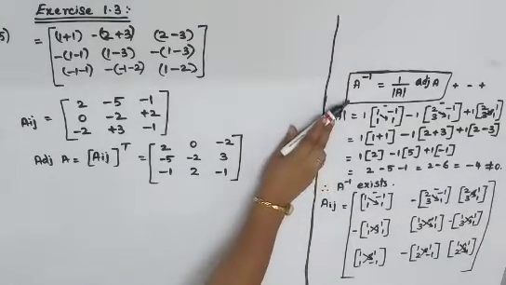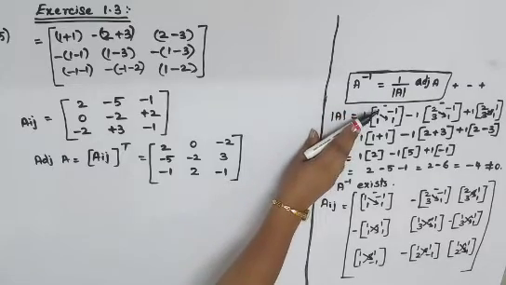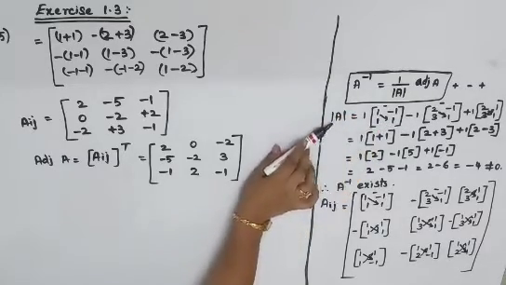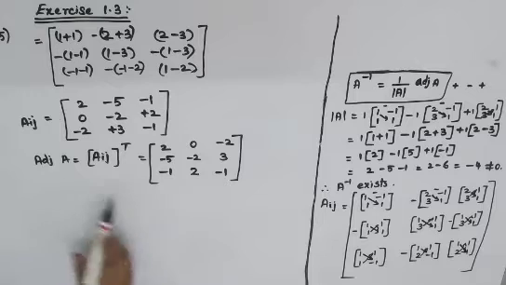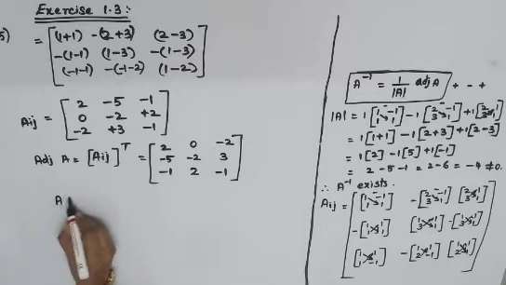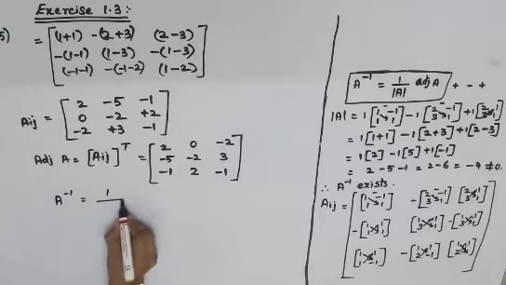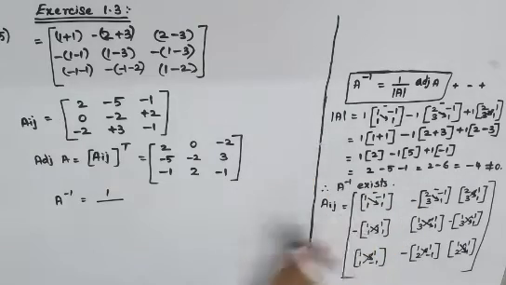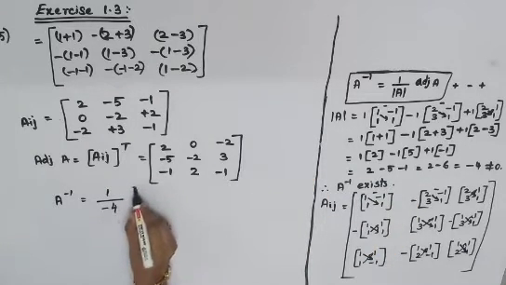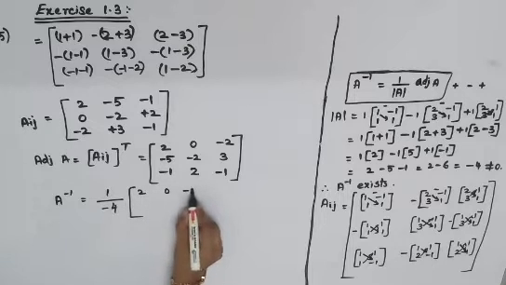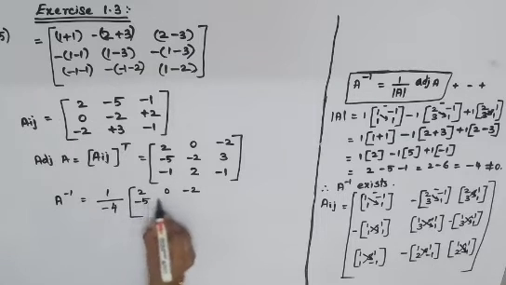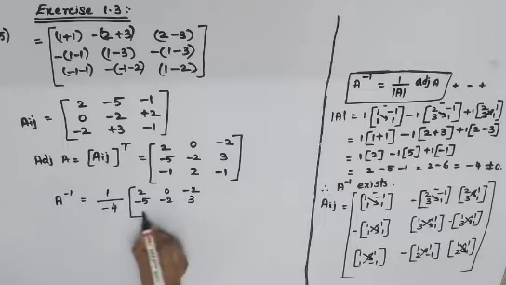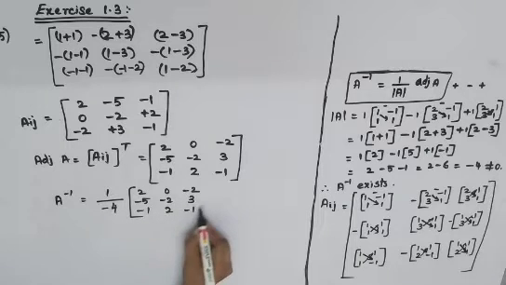Now going back here, A inverse is equal to 1 divided by the determinant of A into the adjoint of A. We have the determinant of A here and the adjoint of A here, so just substitute in that formula. A inverse is 1 by the determinant of A, which is minus 4, into the adjoint of A: 2, 0, minus 2, minus 5, minus 2, 3, minus 1, 2, minus 1. So this is your A inverse.